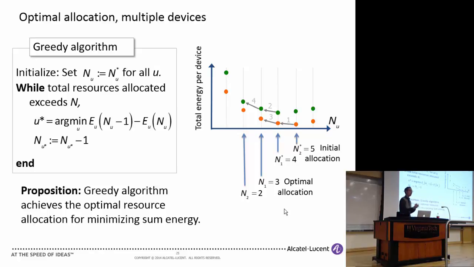How do you decide which resources to take away from which user? You do it in a greedy fashion, which means that for the first resource, you want to look at taking away the resource which results in the least increase in energy, right? Because here you want to minimize the total energy. So for each step, you want to take away a resource. And when you take away a resource, then that device will require an increase in the transmit energy. But you want to remove it from the one that results in the least increase.